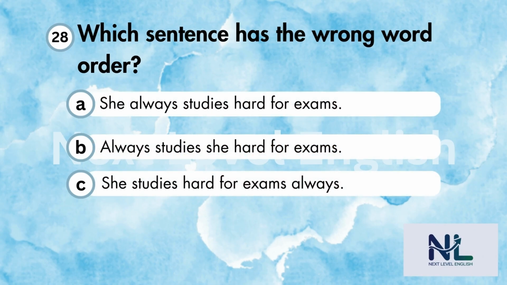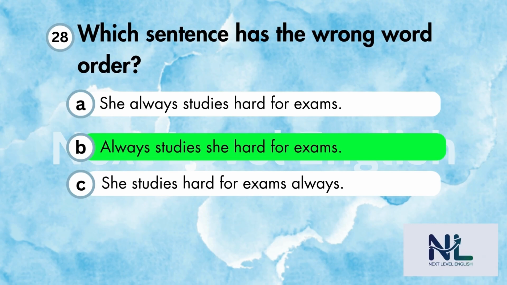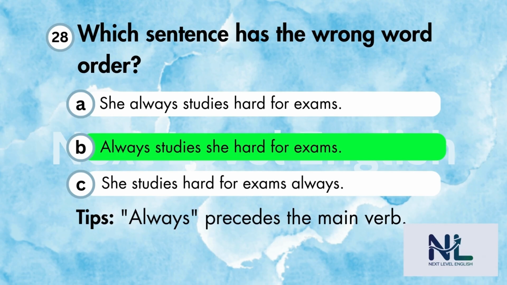28. Which sentence has the wrong word order? Always studies she hard for exams. Tips: always precedes the main verb.